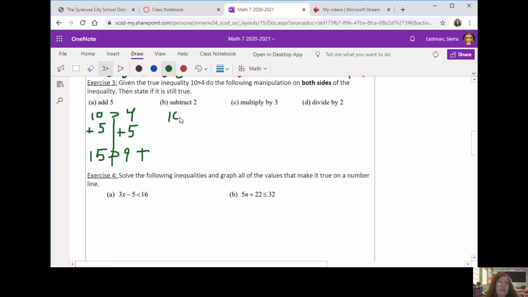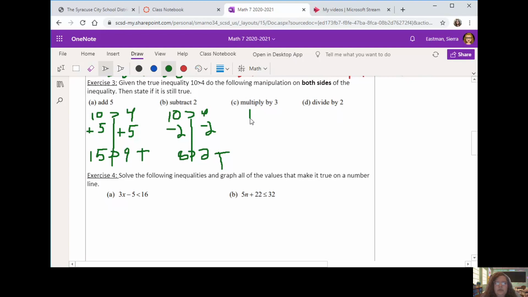But what happens if I subtract? Taking that same inequality from the question, now they want us to check subtraction. Will it work with these new symbols? Subtract 2 on both sides. 10 minus 2 gives me an 8. 4 minus 2 gives me a 2. Is 8 still greater than 2? Yes, it is. T for true.